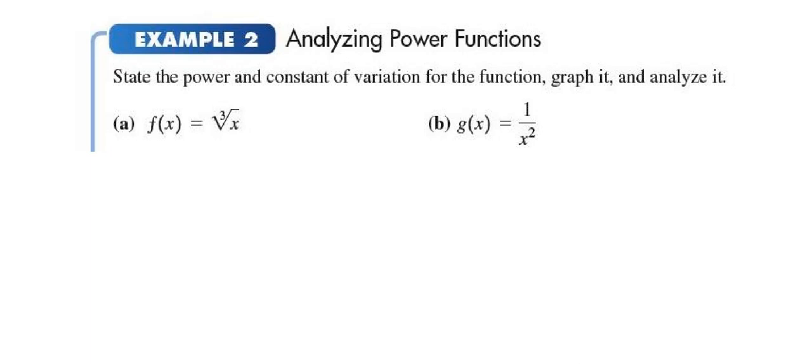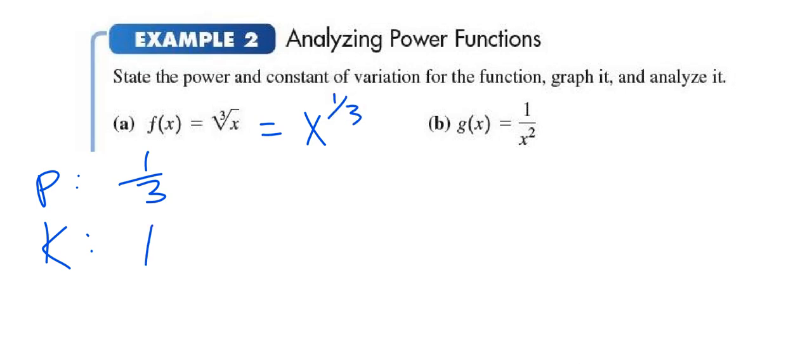All right, so these are both power functions. State the power and the constant of variation. So take a look at A and tell me what the power is. 1/3. Right? This is X to the 1/3 with a K value of 1.